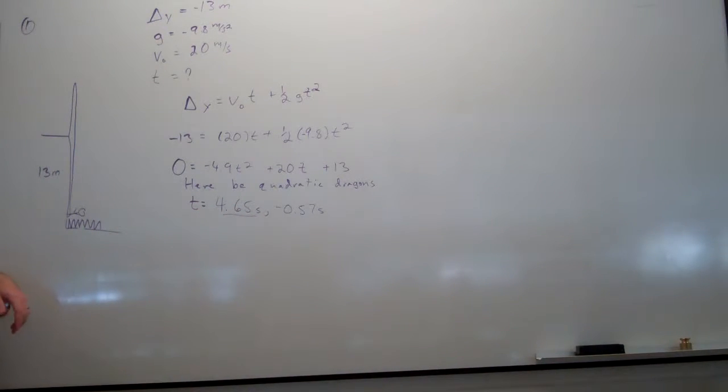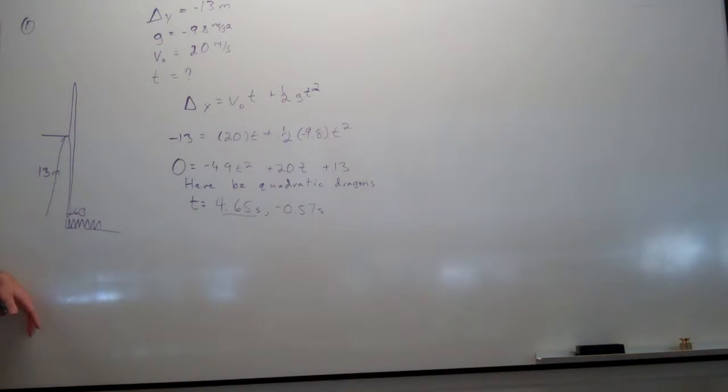The 4.65 is correct. What's kind of interesting though is the negative answer you get is if we launched Neil from like ground level up to there, it would have taken 0.57 seconds to get to that height. So if you actually went backwards in time from here, it would take 5 seconds to get down to there. Does that kind of make sense? It's kind of interesting.